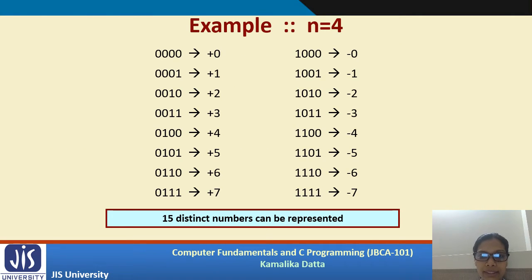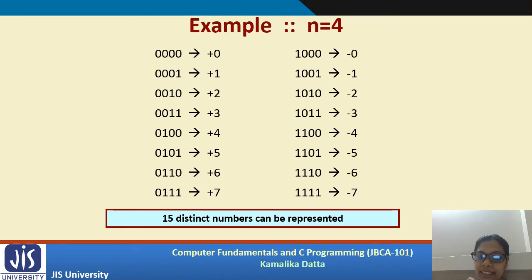How do we represent it? 0 means positive, 1 means negative. So if you see 0, 0, 0, 0, it's a positive 0. Then 0, 0, 0, 1 is positive 1, and so on. 0, 1, 1, 1 is positive 7. If you represent the next one, you see this is 1, 0, 0, 0. So this is basically minus 0. Although we do not need minus 0, it is still there because of the way sign magnitude works. Similarly, 1, 0, 0, 1 is minus 1, and so on and so forth. And 1, 1, 1, 1 is minus 7.